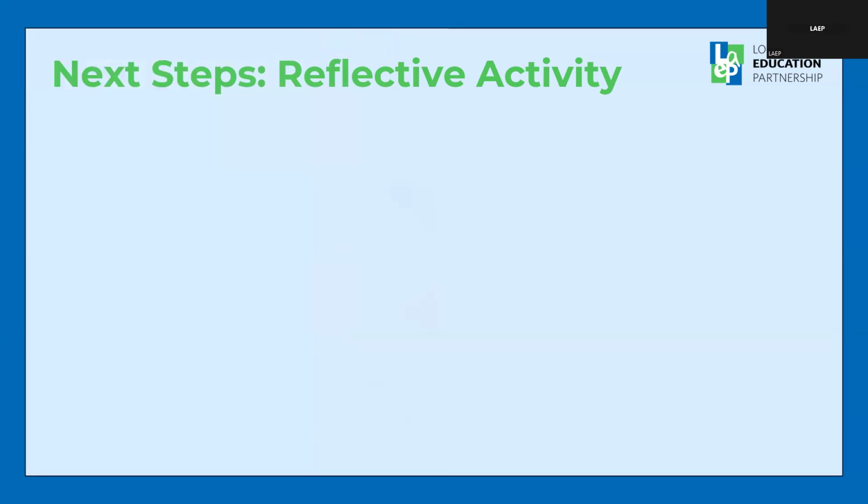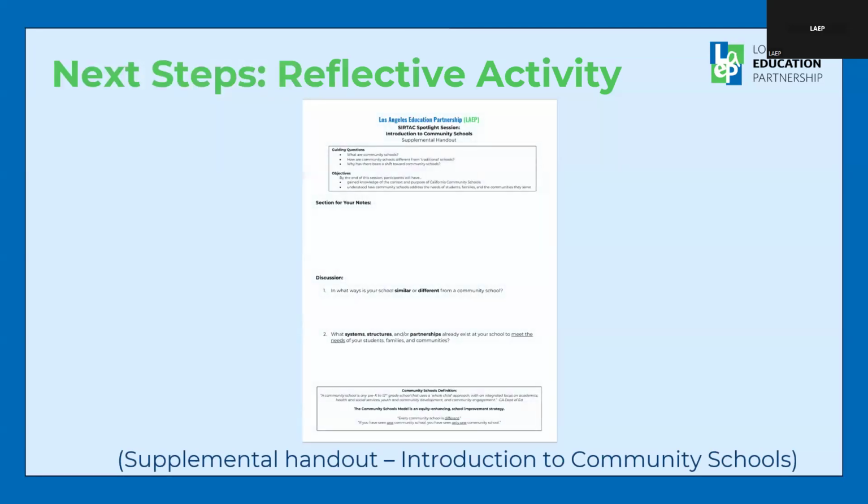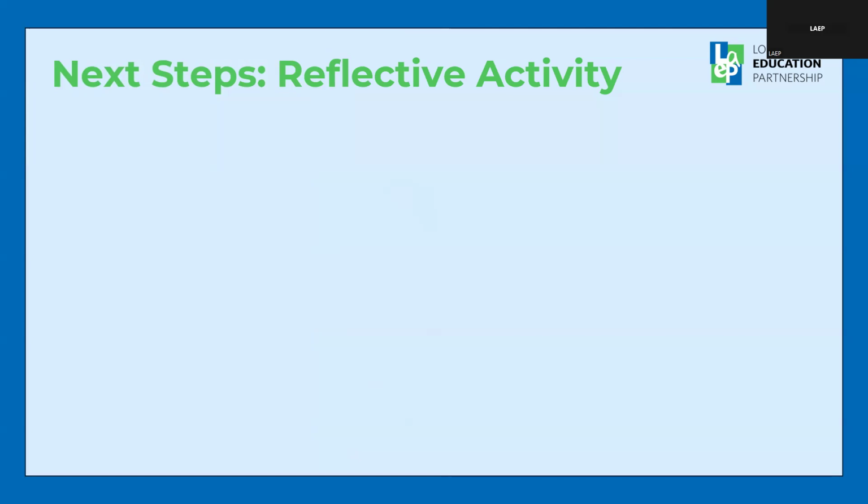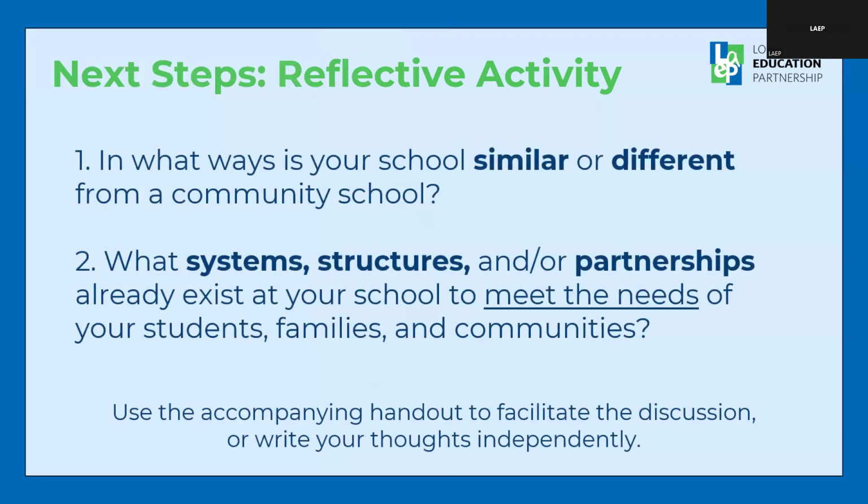If you are here as a student joining us with your family, or as an educator with your school teams, or are a partner organization supporting a school, we invite you to explore some reflective questions in small group discussions, or independently write your thoughts in the handout provided with this session. For your reference, here's a screenshot of the supplemental handout for this Introduction to Community Schools session. Please access this on the webpage where this webinar is located. Now, take 10 to 15 minutes to either write or discuss in what ways is your school similar or different from a community school? What systems, structures, and/or partnerships already exist at your school to meet the needs of your students, families, and communities? Feel free to pause this video here to complete this optional reflective activity.